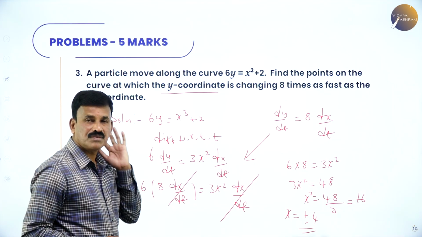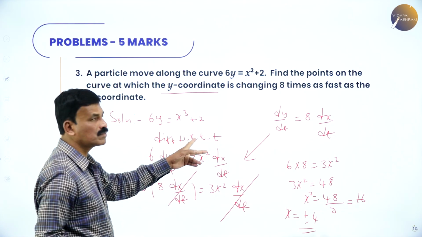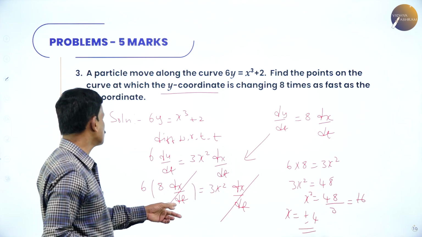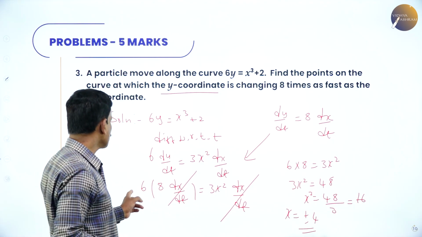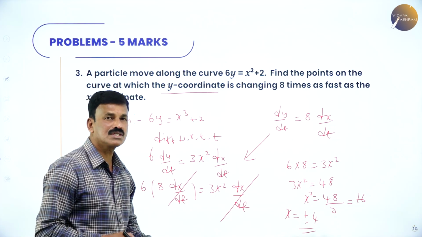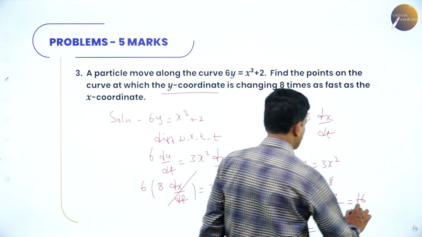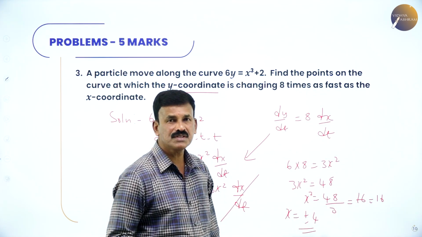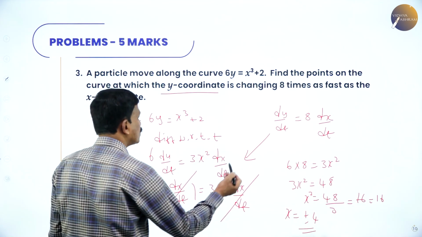See here, differentiating with respect to t, 6 into dy by dt is equal to 3x square dx by dt, plus 2 is a constant. But it is given dy by dt is equal to 8 times dx by dt. Substitute here. So dx by dt gets cancelled. 6 into 8, 48 is equal to 3x square, so x square is 48 by 3, which means 16. The square root of 16 is 4.